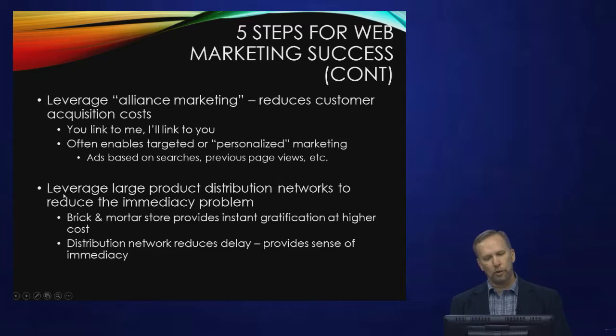Another thing we can do is leverage large product distribution networks to try to reduce what we call the immediacy problem. Immediacy is the sense that when I buy something in a brick and mortar store, I have it available to hold in my hand right now. If it's a toy, I can take it out of the box and play with it. If it's clothing, I can put it on and wear it. When I buy things online, that's not always the case.